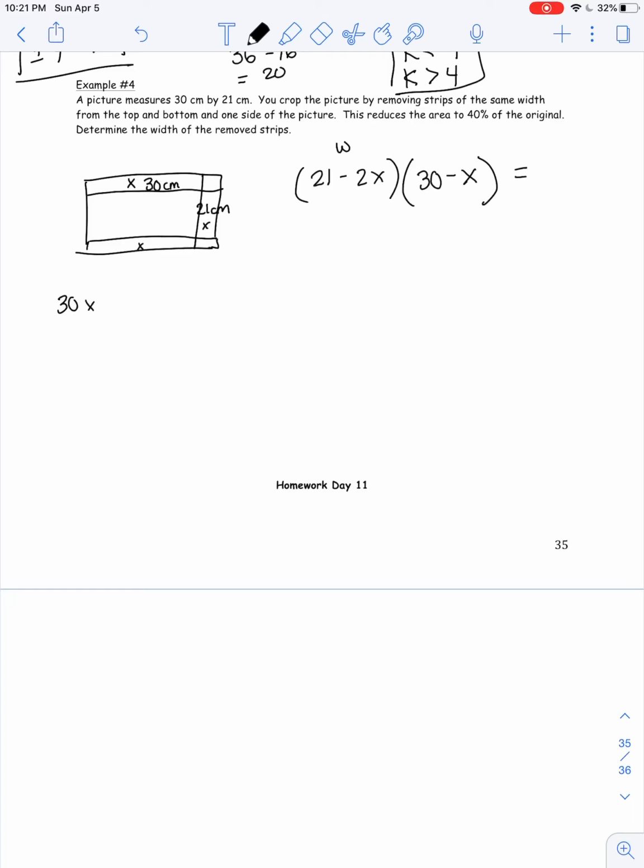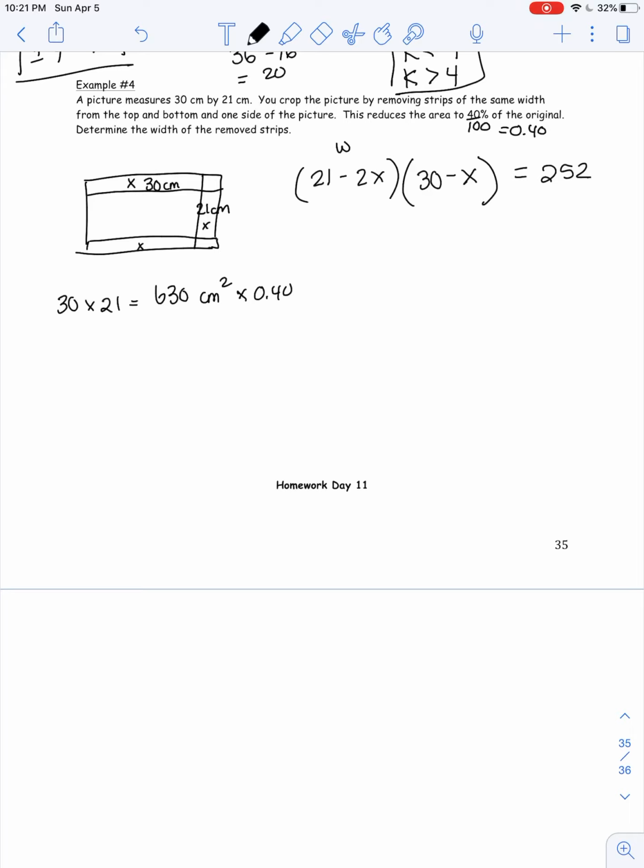And then they're saying that this original area, which we calculate by putting 30 times 21 in our calculator, we get 630, and that's centimeters squared. It's going to reduce the area by 40%. So we're going to multiply this by 0.40. We divide this by 100, and that gives us 0.40, and we're multiplying that original area by it, and that's going to give us our new area to use for the cropped picture, which is 252.